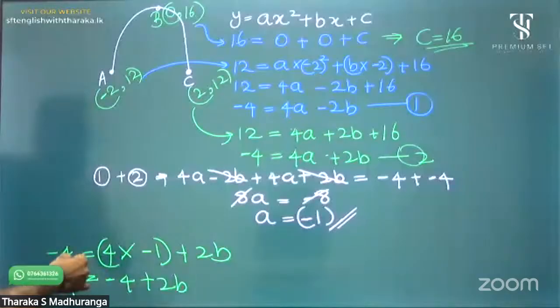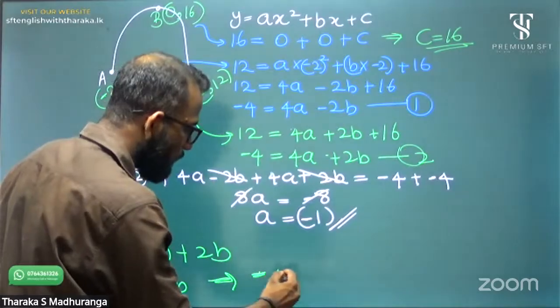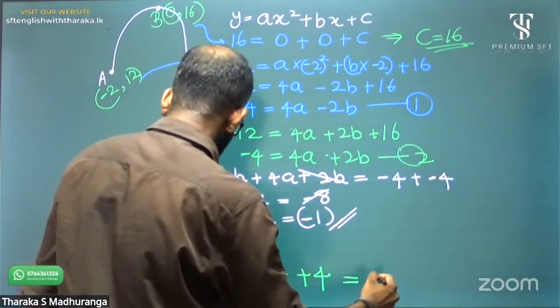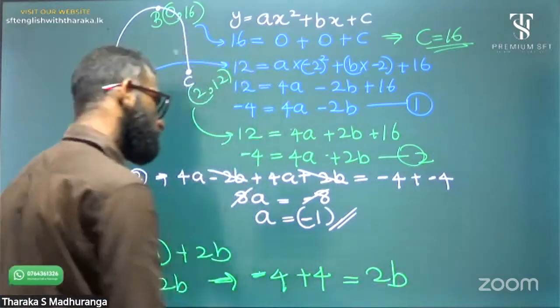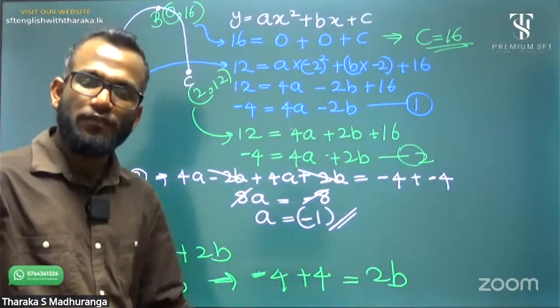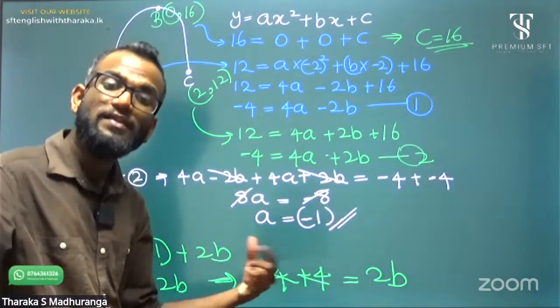Then minus 4 get into the left side. Then it is plus 4. Now what happened? Minus 4 plus 4 equal 2b. Then minus 4 to plus 4 cancel out and it remains 0.